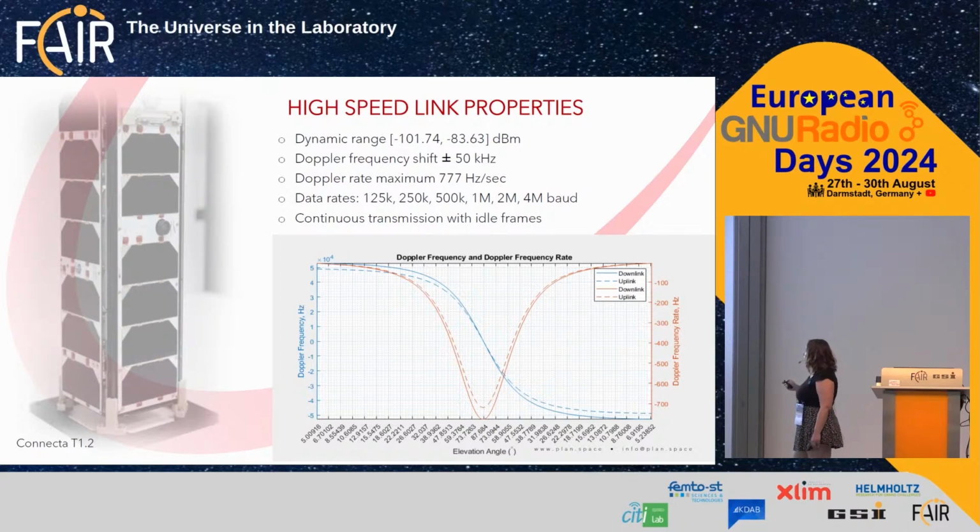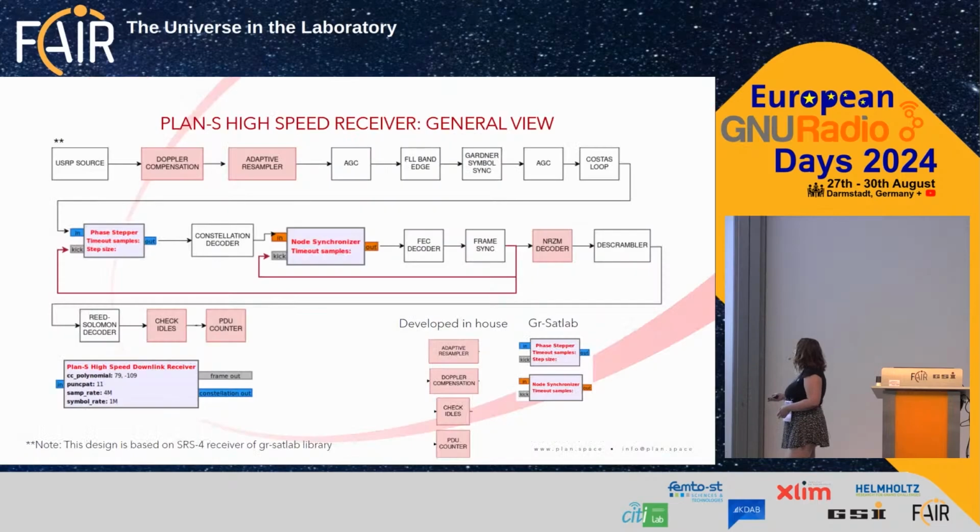As I said, it's a high-speed link, but I've put in some very low speed, like 125K, just in case everything fails, maybe something happens with this antenna or some operational problems happen, so that we can still communicate with it. Also, we will be doing continuous transmission, so when the satellite is sending data, it just sends data, and when it's not, it just keeps sending idle gibberish frames.